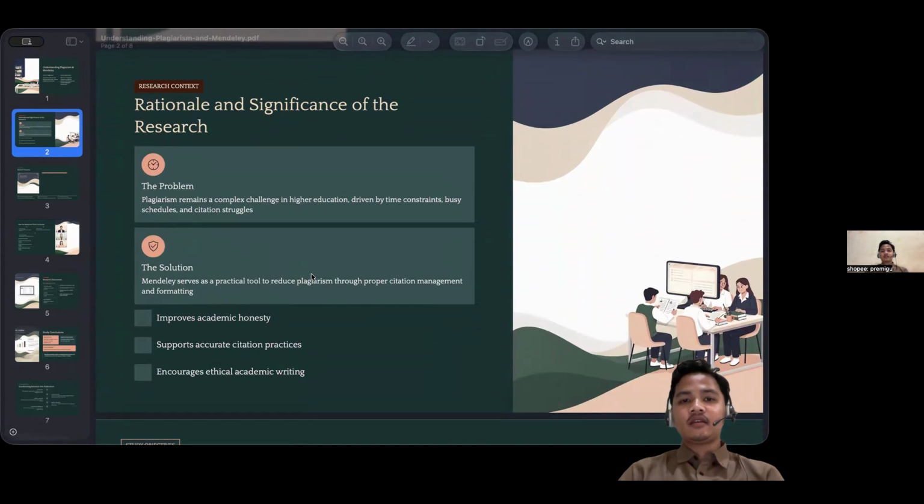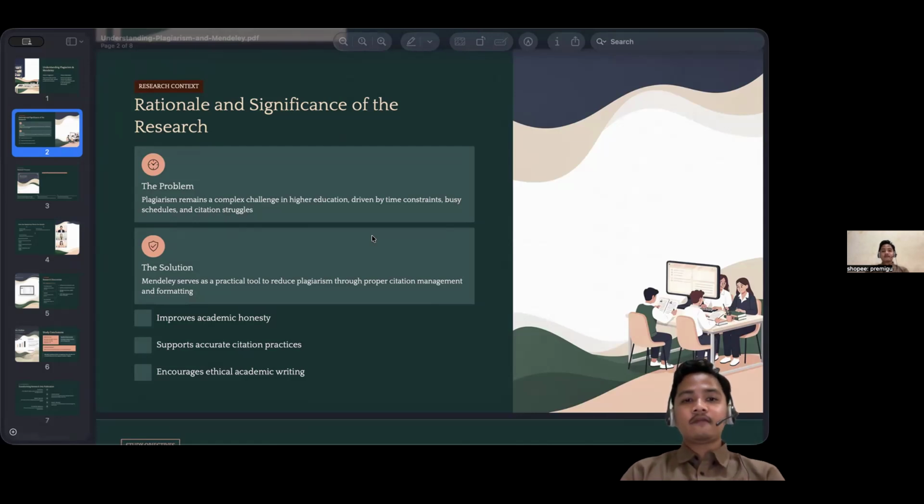Now, let me explain the rationale and the significance of this research. This study was conducted because plagiarism is still a serious academic problem in higher education. Many students commit plagiarism due to limited time, busy academic schedules, or sometimes simply because they do not fully understand how to cite sources properly. In addition, many students struggle with referencing and citation techniques. As a result, Mendeley is considered a practical solution because it helps manage and format citations correctly.